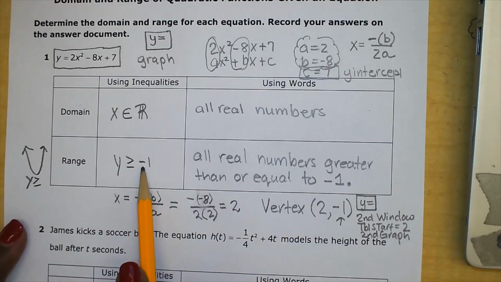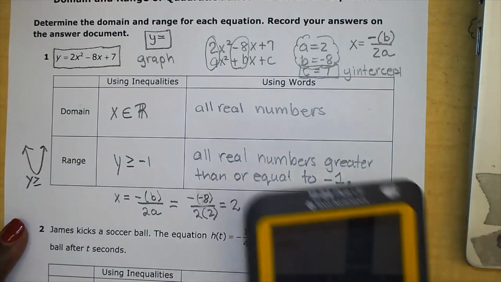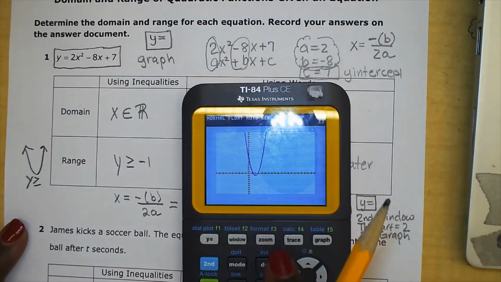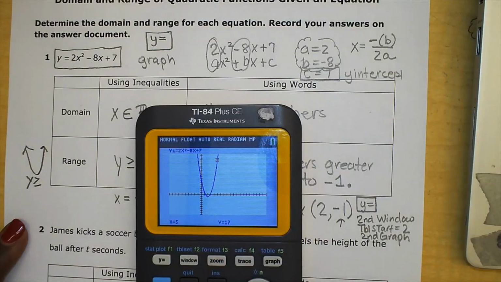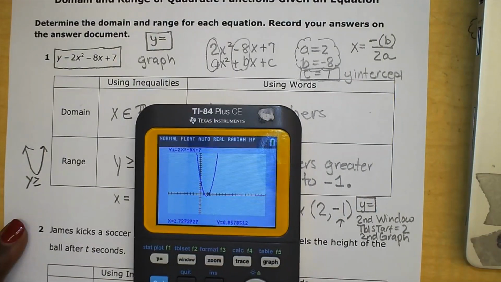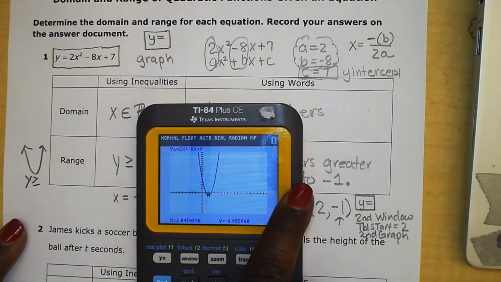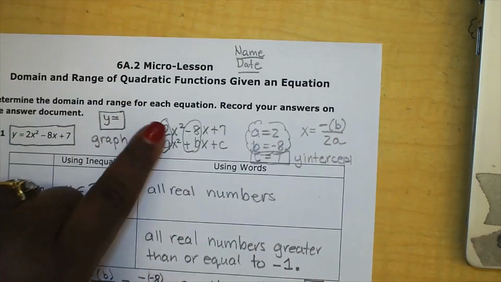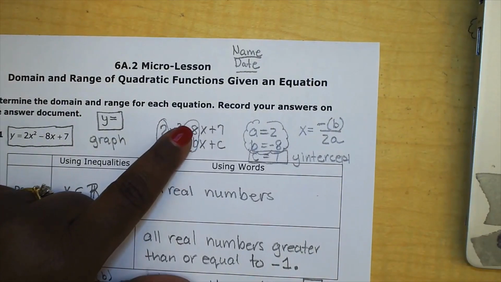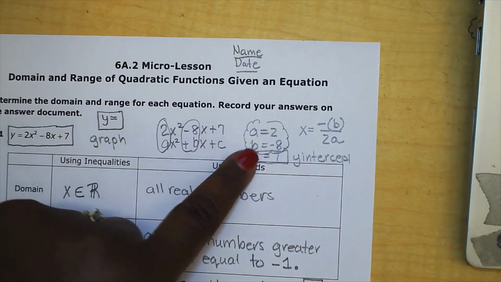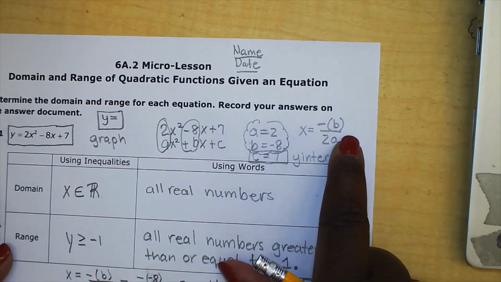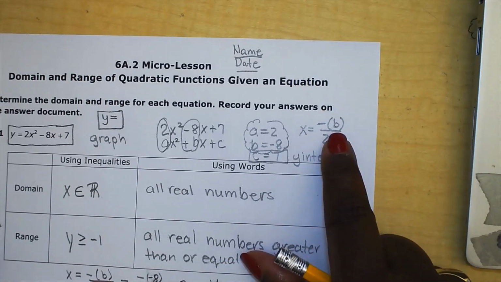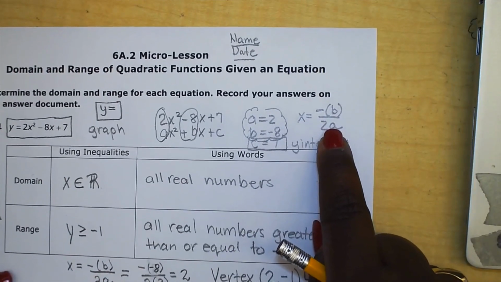How do we get this negative 1? Well, looking at our graph, we see that it's open upward, and I can press trace and try to move down here and figure out what that value is. But to be more accurate, I simply use the equation to find the value of a is 2, b is negative 8, and c is 7. C is simply the y-intercept, but the a and b will help me find the axis of symmetry. The axis of symmetry divides my graph in half, so that's part of my vertex.